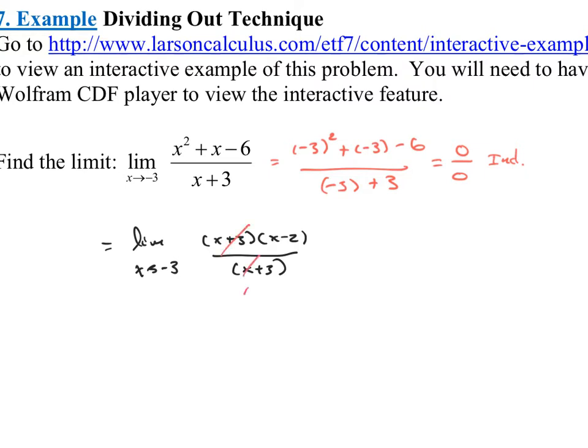Now I see that because I'm factored, I'm able to simplify factors. This is the exact same thing as the limit as x approaches negative 3 of just x minus 2. Well, that's a polynomial function, so we could just plug in our given x value, which is negative 3. So this would be negative 3 minus 2, which is a value of negative 5.